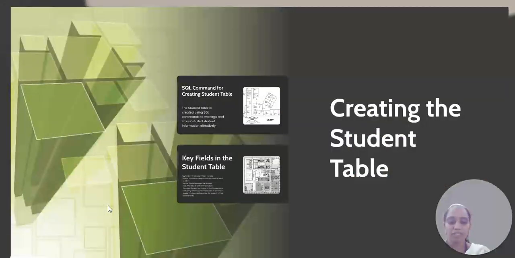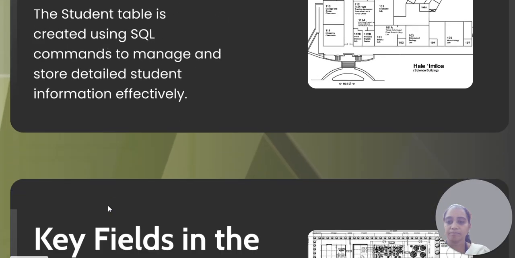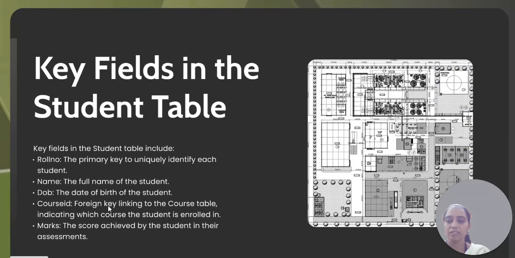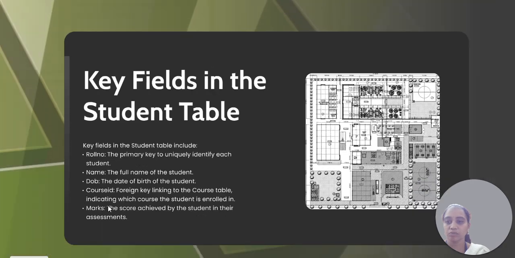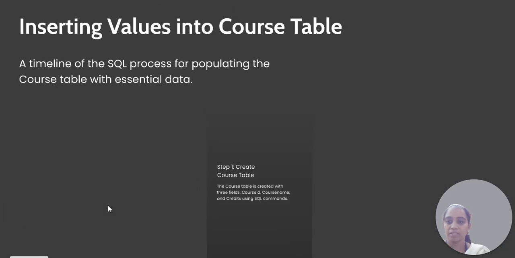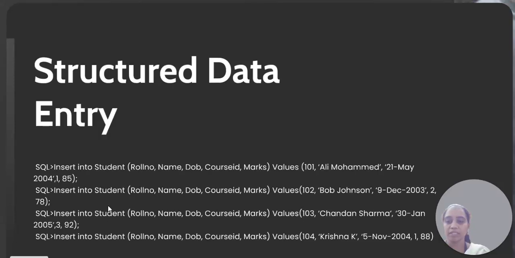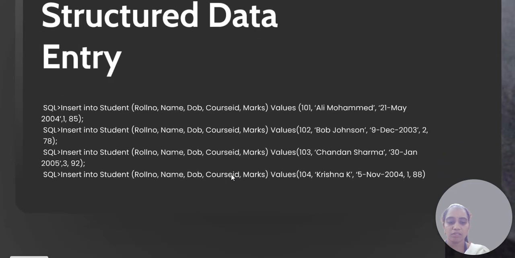Now after creating the student table, I have to create the course table. This is how you create the course. First you create the course, and later, after creating the course, you have to insert the values into the student as well as the course. For inserting values into the students you can use this query. Similarly, you can insert for the course table also.